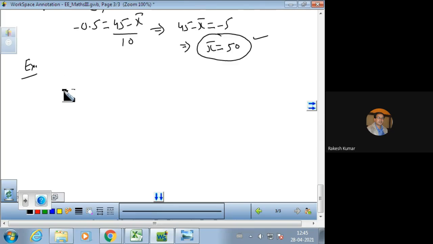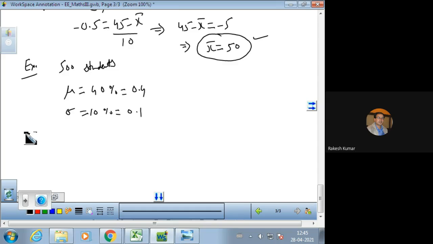The example is: in an examination taken by 500 students, the marks are normally distributed, and the average is 40%. This is given to us. This is 40%, mean 0.4, and your standard deviation is 10%, which means 0.1.